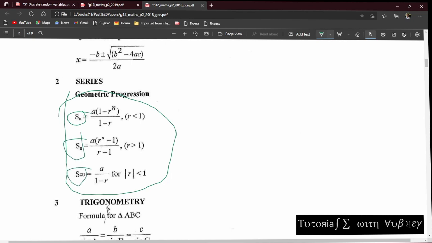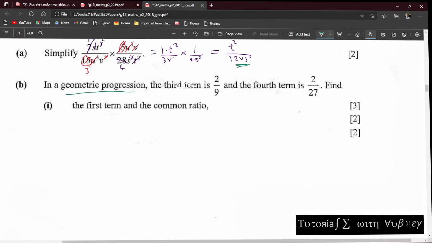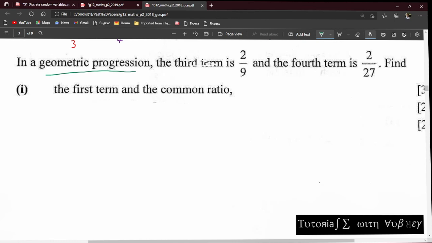Okay. I'm sure they'll also be helpful. So let's go back to our question. So let's read the question to write down the data. Let's write down the data. So in a geometric progression, the third term, so T3, is equal to 2 over 9.